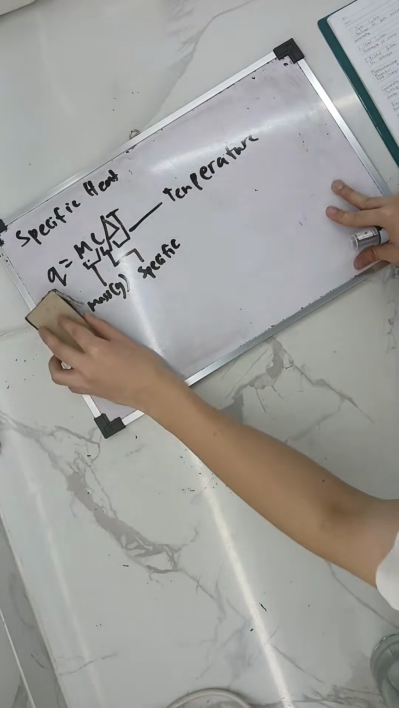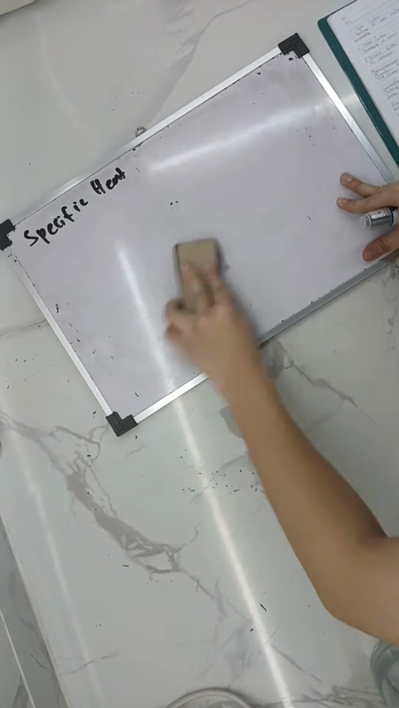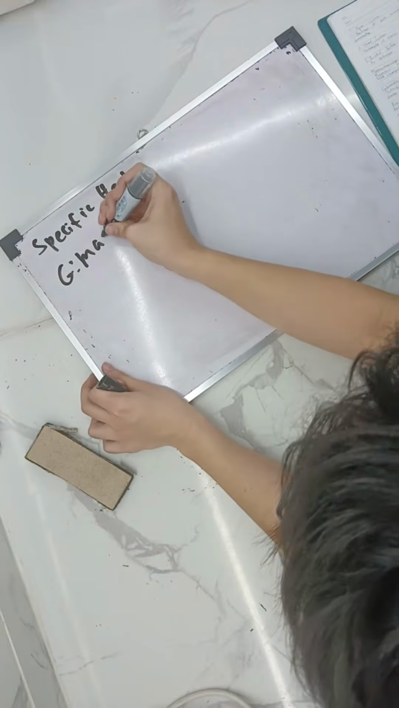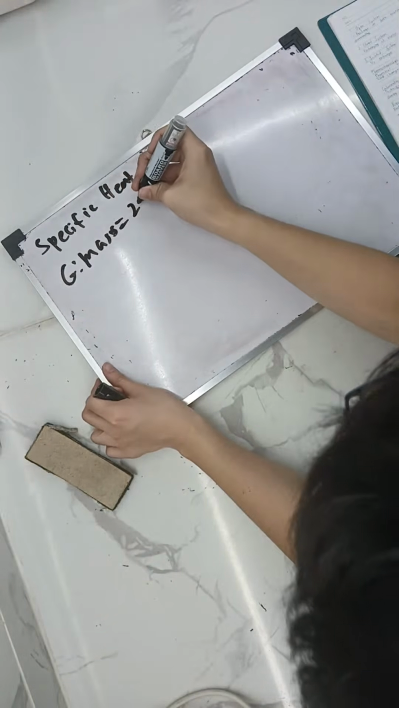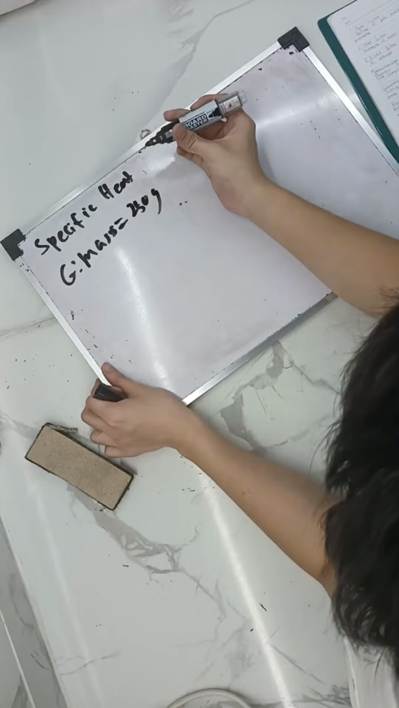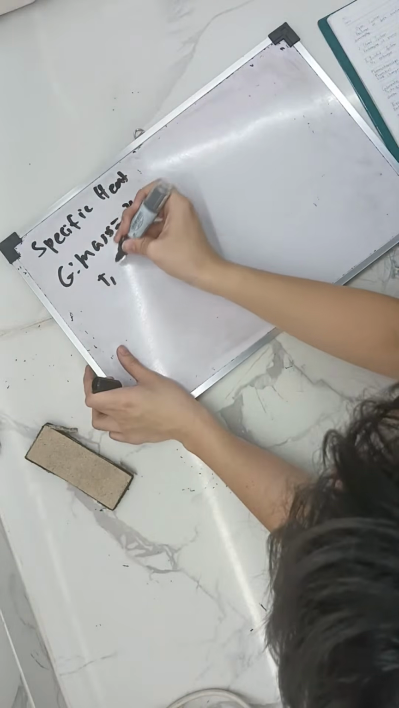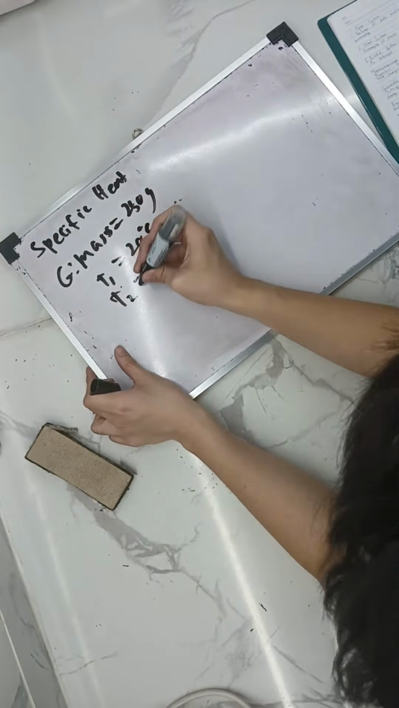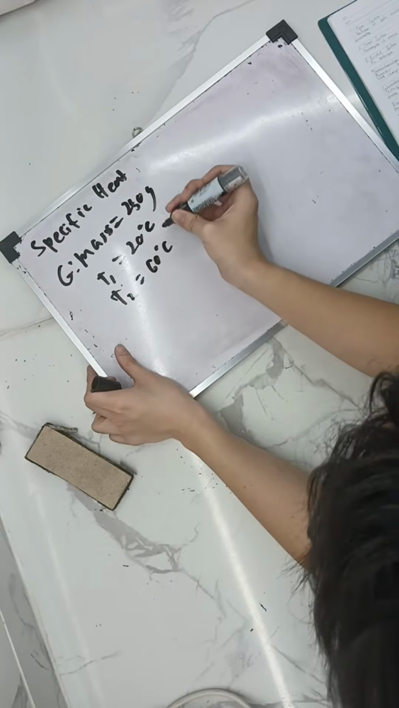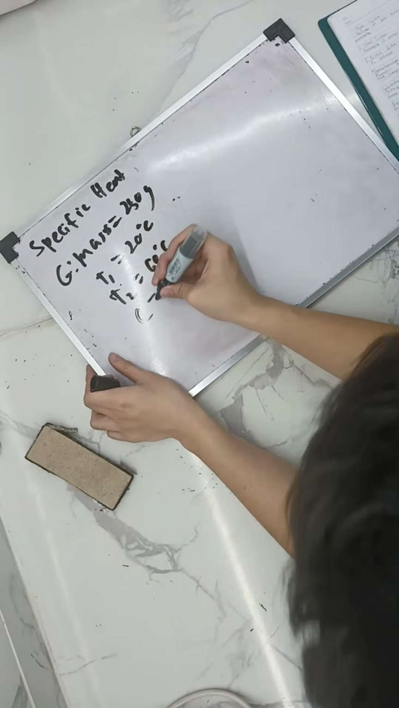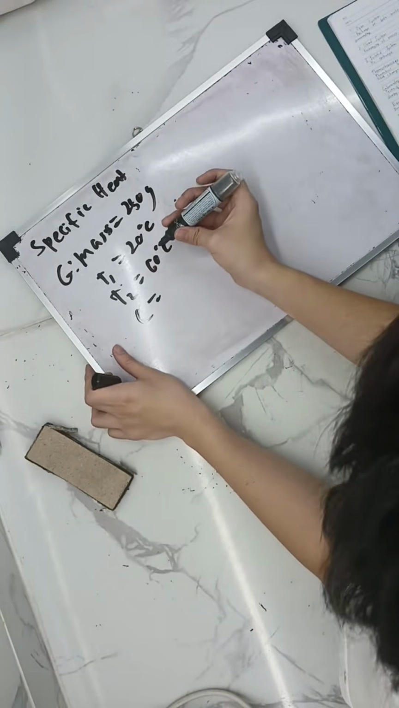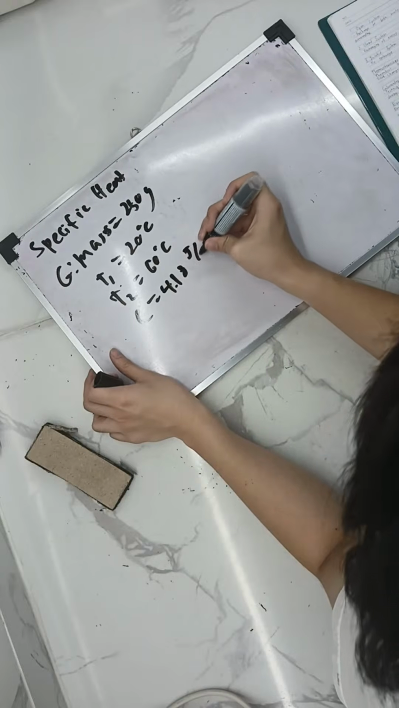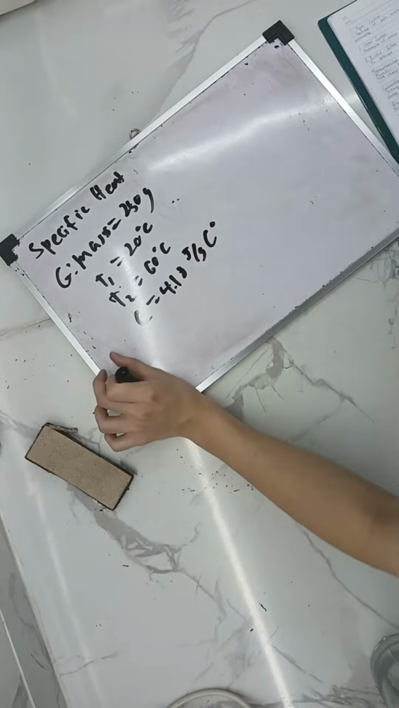So let's have a given here, for example. Our given is this. Mass equals 250 grams. Then we are given two temperatures. Temperature 1 equals 20 degrees Celsius, and temperature 2 equals 60 degrees Celsius. We are also given our C, which is the specific heat. It is 4.18 joules per gram Celsius. Okay.